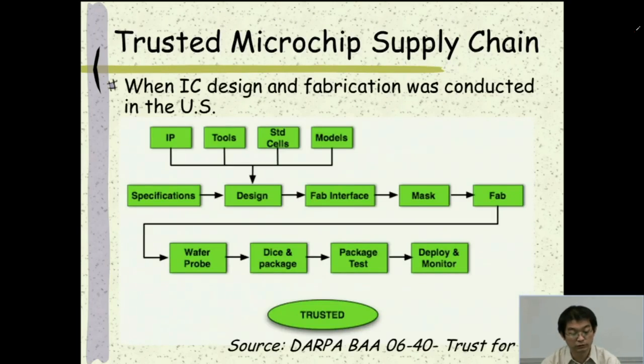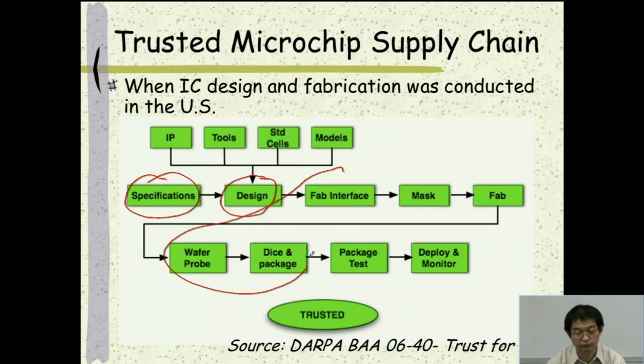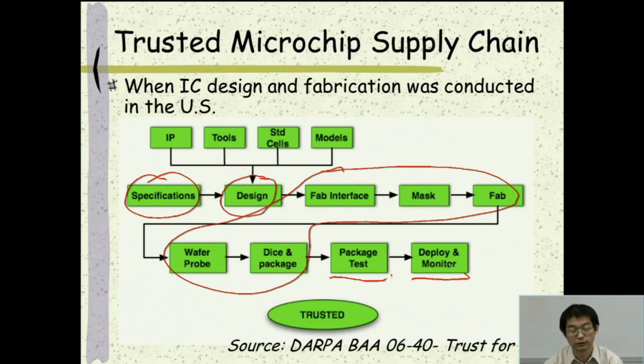This figure is coming from a 2006 report from the Defense Advanced Research Projects Agency. It shows the design goes from a user specification, goes to the design team for design, goes to the manufacturer for fabrication, and then eventually is delivered back to the system user for testing and for deployment and monitoring. When the entire design and fabrication phase is in-house, it can be under control.